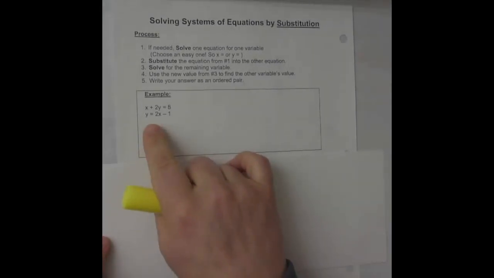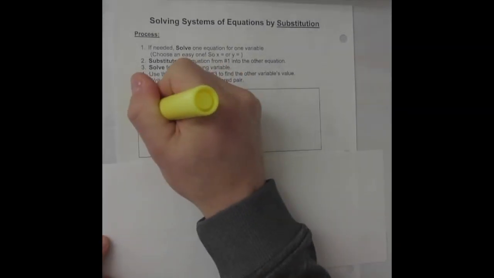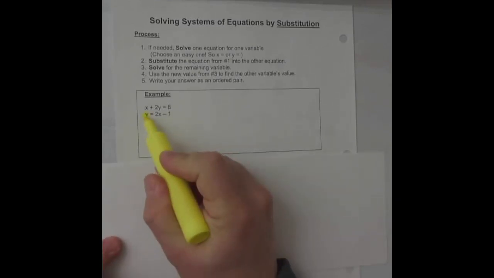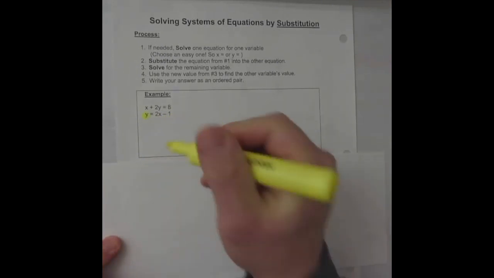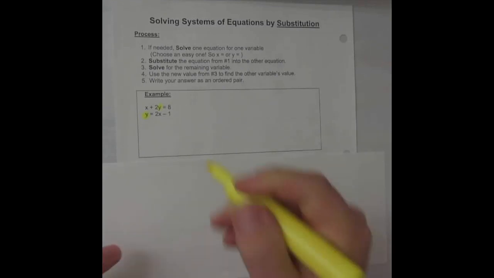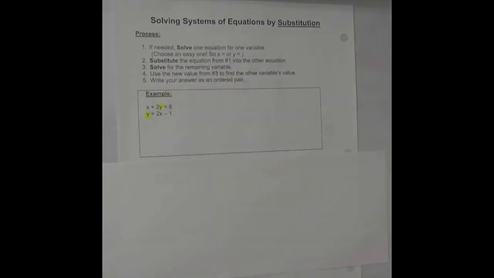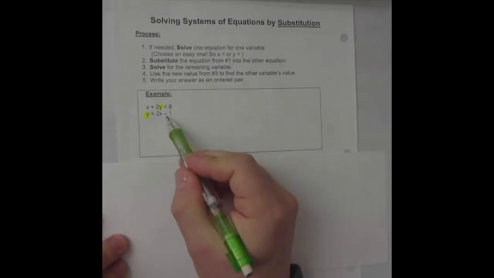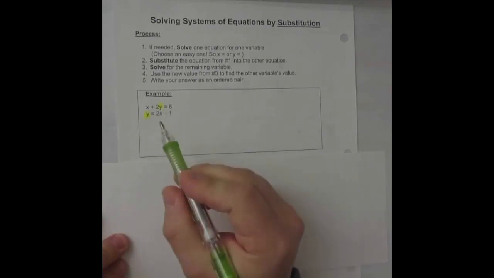So if you look at our example, one of the equations is already solved for. We have y equals, so we don't need to do step one. And then step two is we're going to substitute the equation from number one into the other equation. So notice that this is y equals 2x minus 1. Well, this y and this y that I just highlighted, they have the same exact value. And so we can make a substitution, and I'm going to replace y with what it equals from this equation, and I'm going to plug that into the first equation.